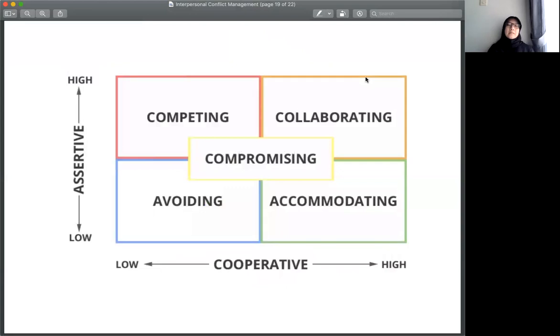This is the spectrum or polarization of conflict management types here. On the left corner, this would be low intensity, and on the right corner, that would be the high intensity. Or on the left side, it would be negative, and on the right side, it would be positive. And compromising is meet in the middle.